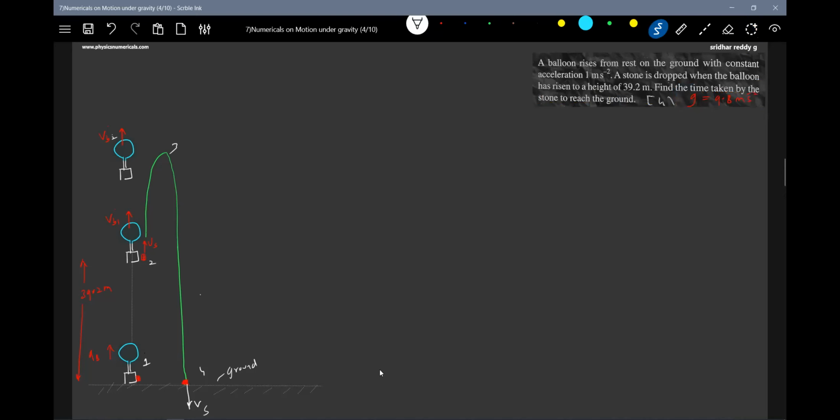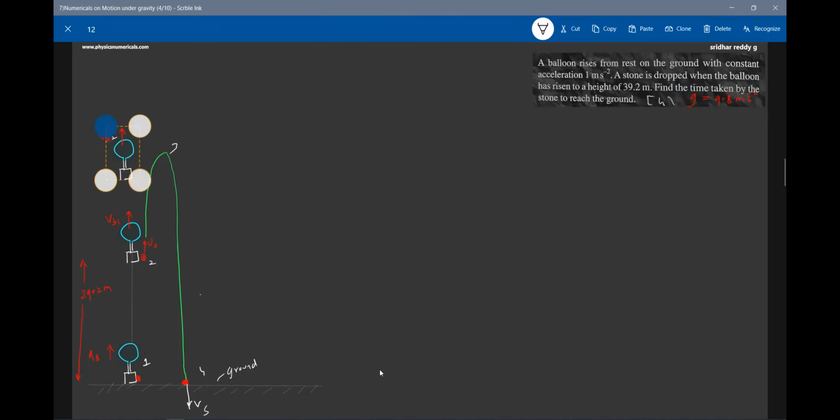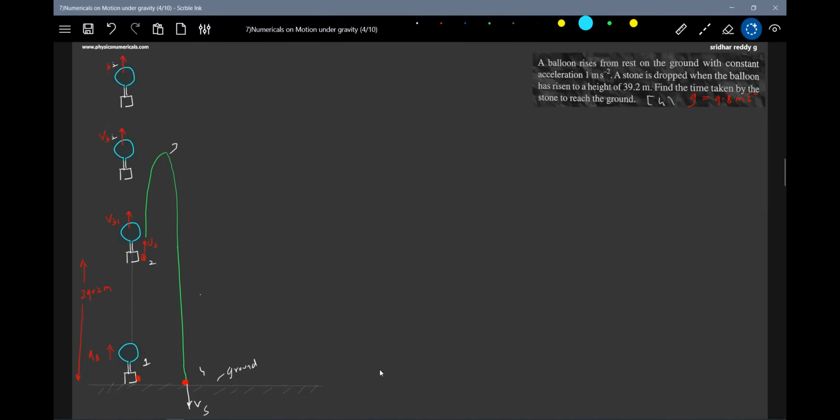Now further again, what is the state of the balloon? The balloon will further ascend, and it will be somewhere here. Please try to analyze how that motion completely takes place. This will be VB3, you write it. I may ask you when the stone strikes the ground, where the balloon will be, all that. So what is our primary question? Time taken by the stone to move from position 2 to position 4.